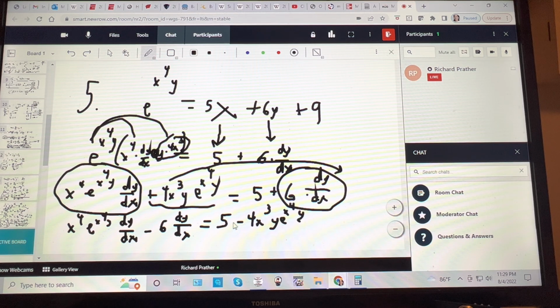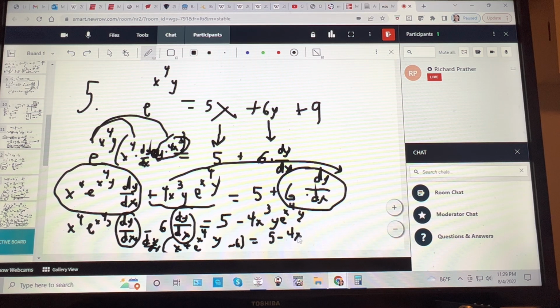And this part right here is going to turn out to be the numerator of your answer. I have to pull a dy over dx off both of these terms. And what that would leave is this minus that. x to the fourth, e to the x to the fourth y, minus 6. And then you're going to divide by all of this stuff right here.